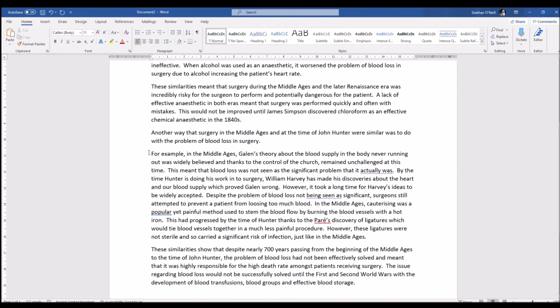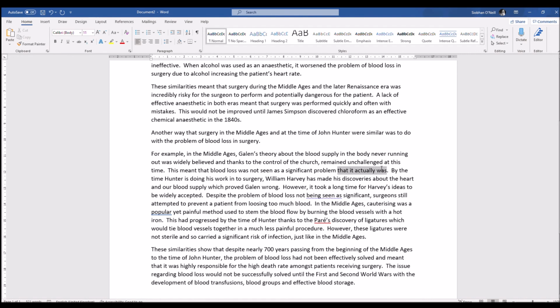Another way that surgery in the Middle Ages and at the time of John Hunter was similar was to do with the problem of blood loss in surgery. For example, in the Middle Ages, Galen's theory about the blood supply in the body never running out was widely believed, and thanks to the control of the church, remained unchallenged at this time. This meant that blood loss was not seen as a significant problem.